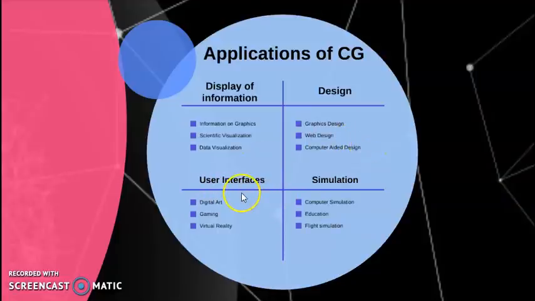Next is user interfaces, a very happening topic nowadays. We also call it UI. When I talk about UI, I talk about digital art on social media and on learning platforms. Next, very good is gaming, and the last one is virtual reality. Many gaming and educational e-learning platforms are getting into virtual reality.